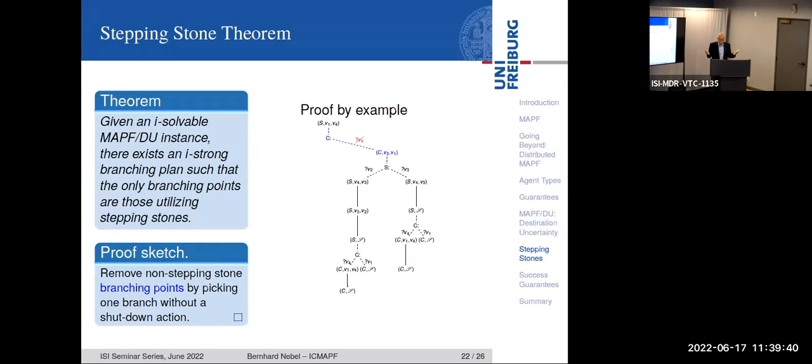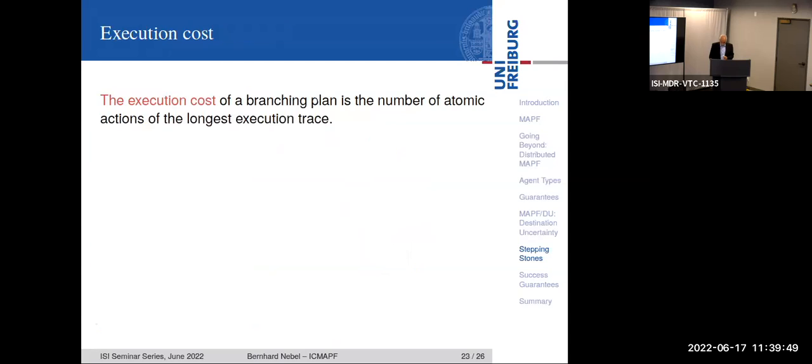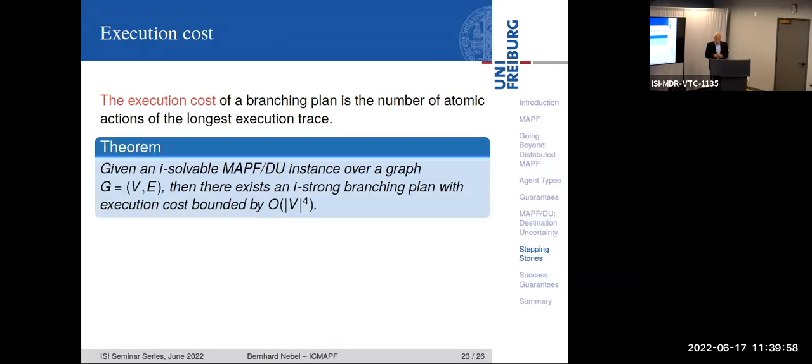And how many stepping stones can you have? Not more than you can have agents, right? Because, well, that's where you branch on. You branch on the destinations of the agents. And that means, when you look at the execution cost of such a branching plan and say it's the number of atomic actions of the longest execution trace, then you know the depth of this tree is O(n^4), where n is the number of nodes.